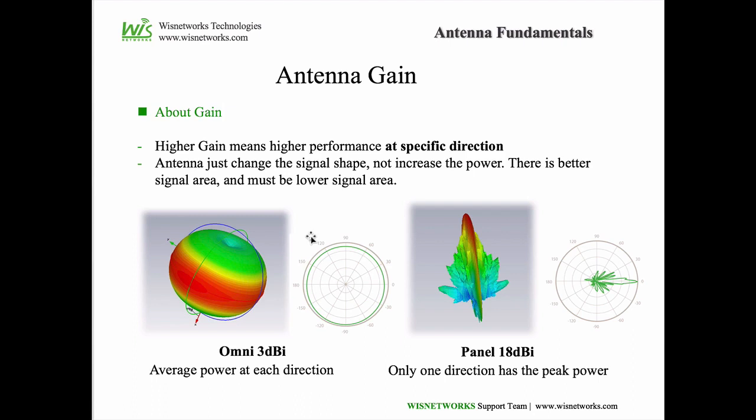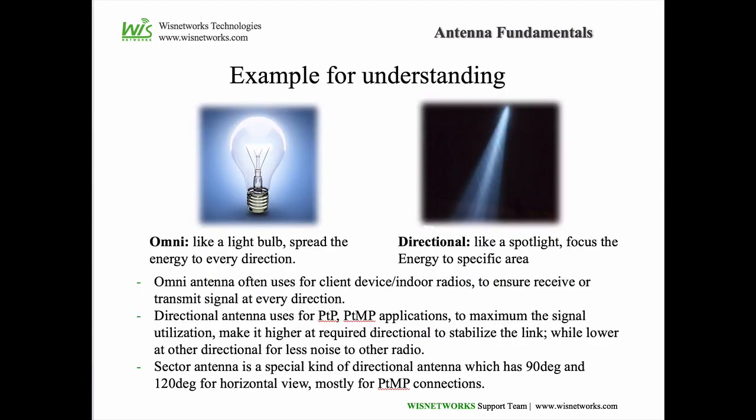So we know that antenna gain is not simply a parameter like power, but it is only a feature that means how strong the signal is in a specific direction. Here we have some examples for better understanding. An omni antenna is just like a light bulb, spreading the energy in every direction. But a directional antenna, especially a high gain antenna, is like a spotlight. It focuses all the energy of the light in a specific direction or specific area.